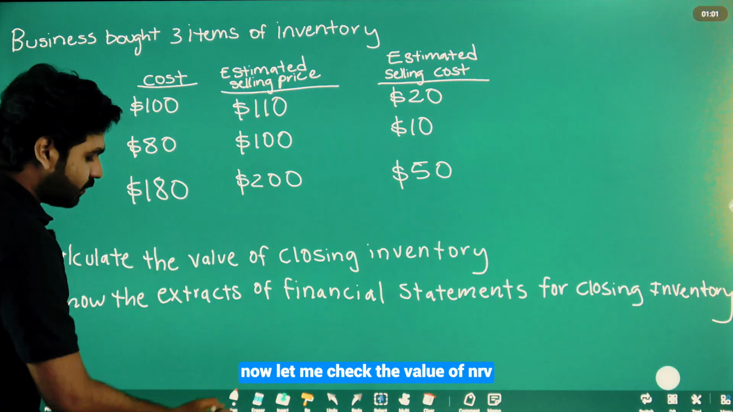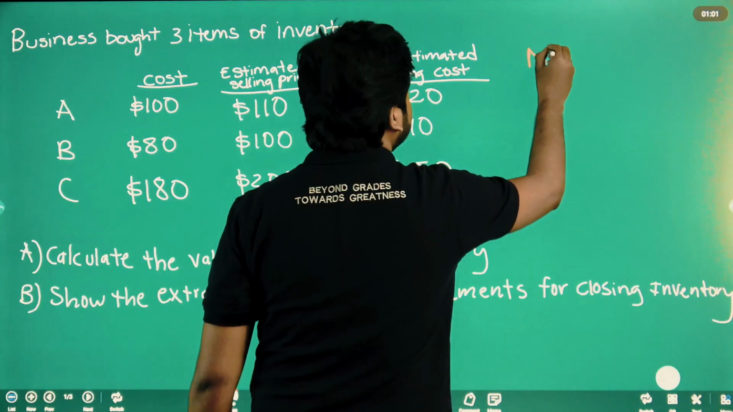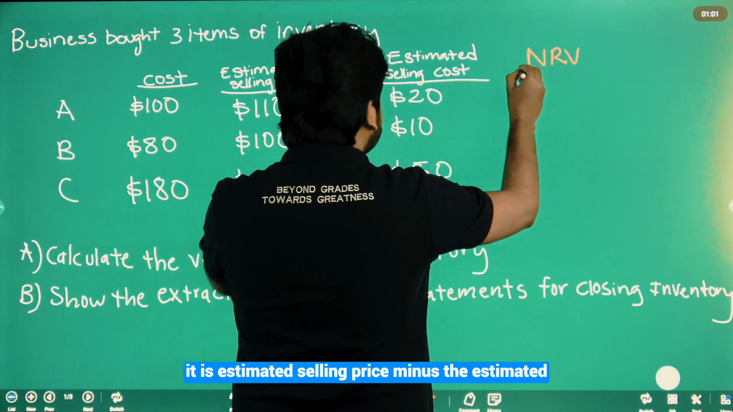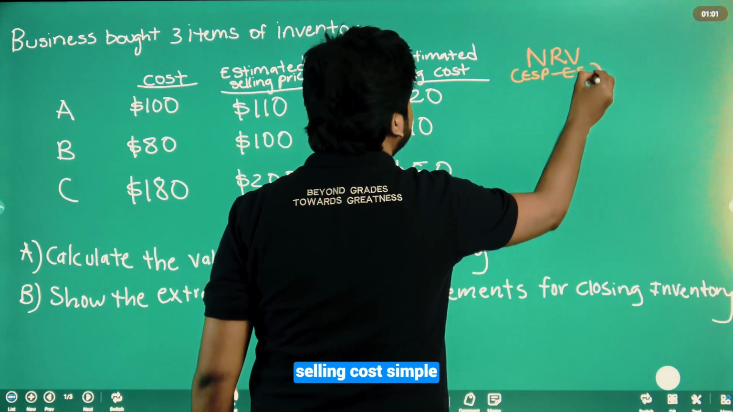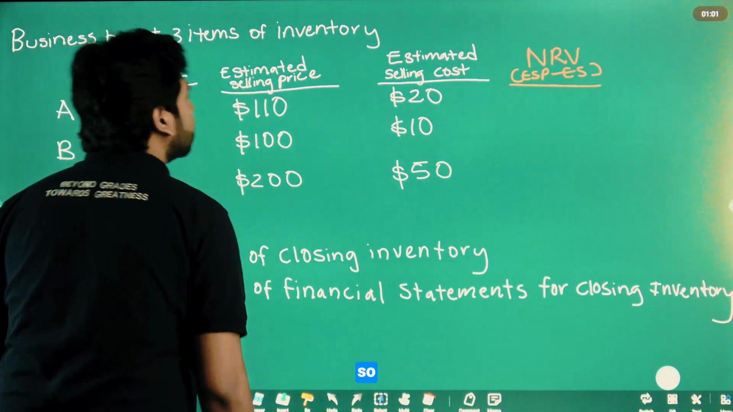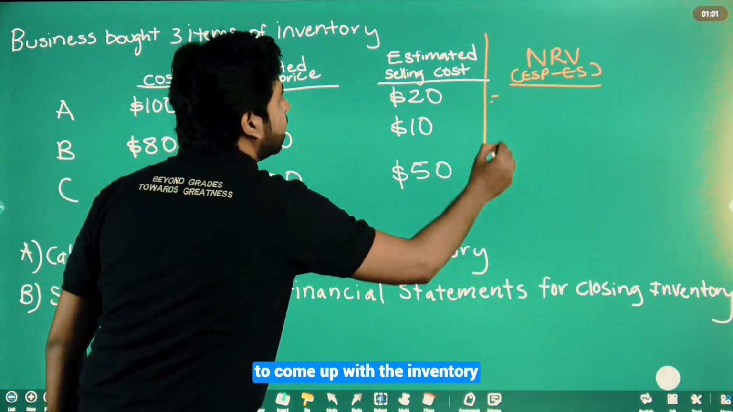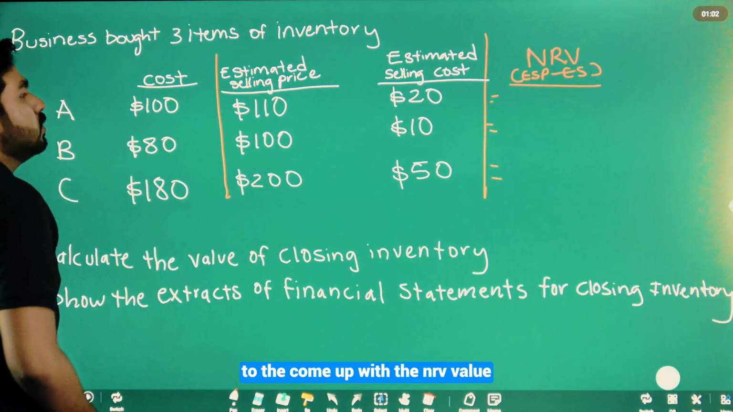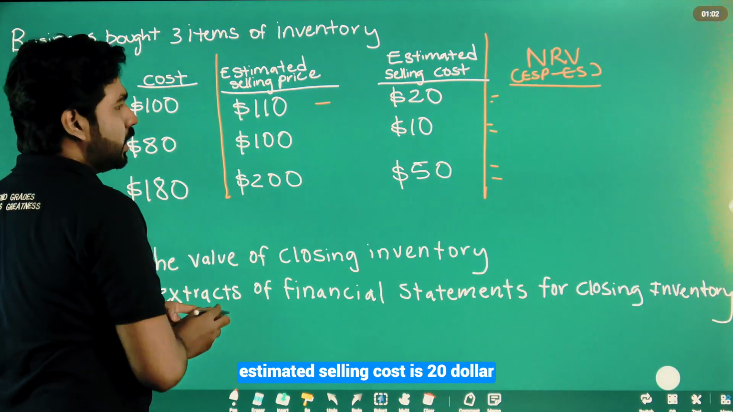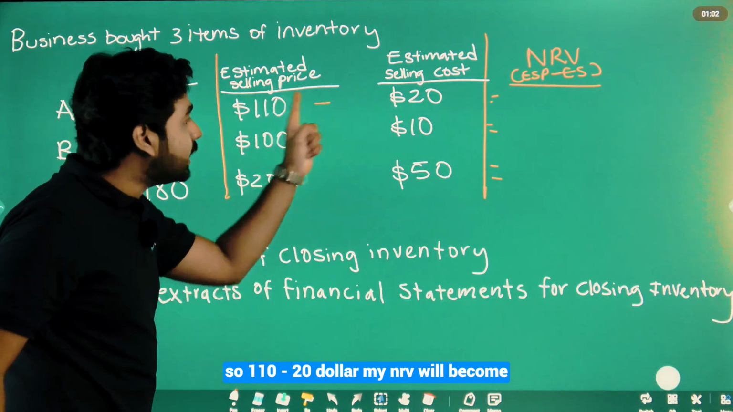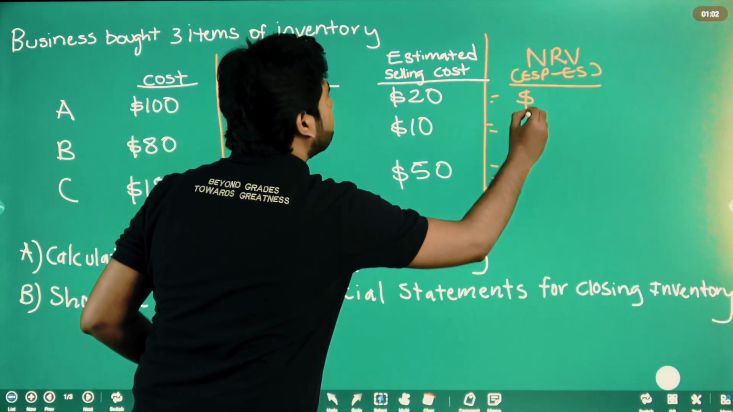Now let me check the value of NRV. You all know how to calculate NRV. It is estimated selling price minus the estimated selling cost. Simple. Only these two things are relevant to come up with the NRV value. Estimated selling price is $110, estimated selling cost is $20. So 110 minus $20, my NRV will become $90.